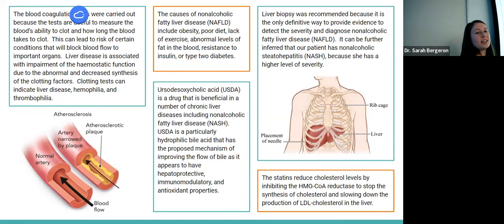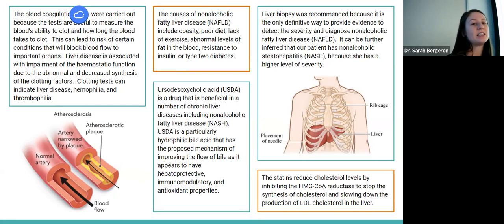The blood coagulation tests were carried out because the tests are found to be useful to measure blood's ability to clot and how long the blood takes to clot. This can lead to a risk of certain conditions that will block blood flow to important organs. Liver disease is associated with impairment of hemostatic function due to the abnormal and decreased synthesis of the clotting factors. Clotting tests can indicate liver disease, hemophilia, and thrombophilia.